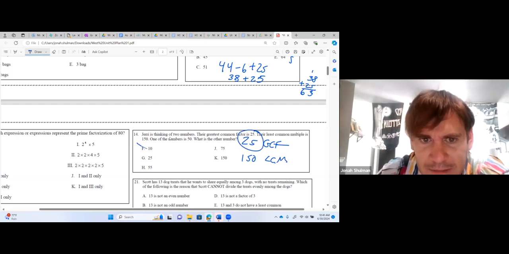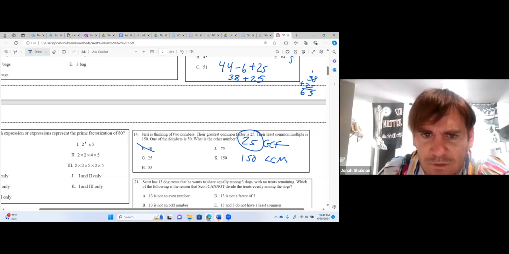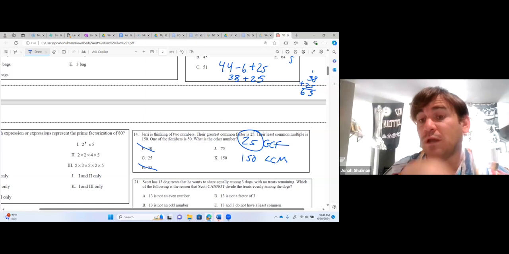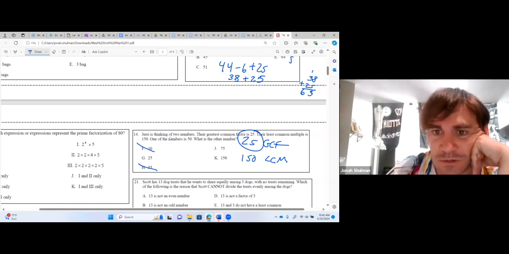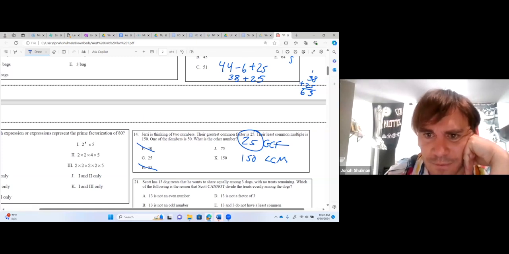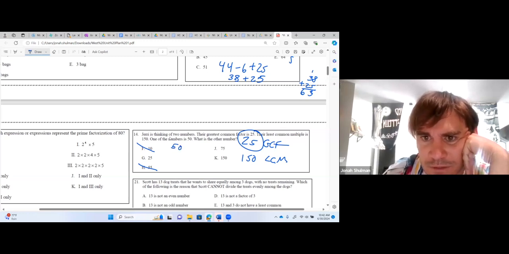So we know it can't be 10 because 25 is not a factor of 10. 25 does not go into 55 either. So right away, just because of the greatest common factor, we knocked out these two. And one of the numbers is 50. So we still have to figure out the other number. So the least common multiple. If it's 25, it'd be 25, 50. So 50 would match. So that's why it can't be this one.